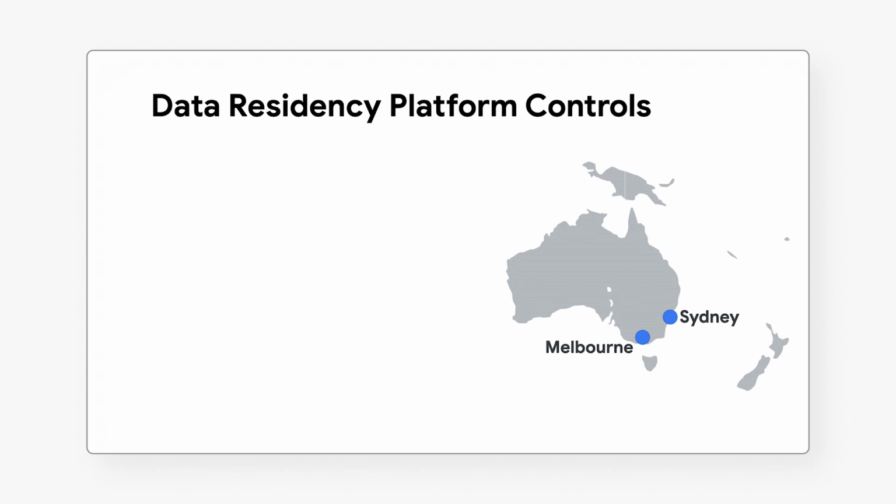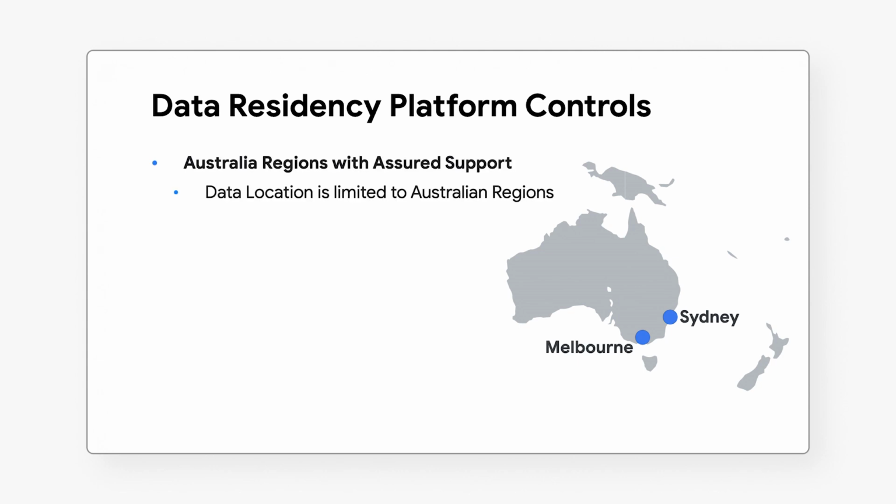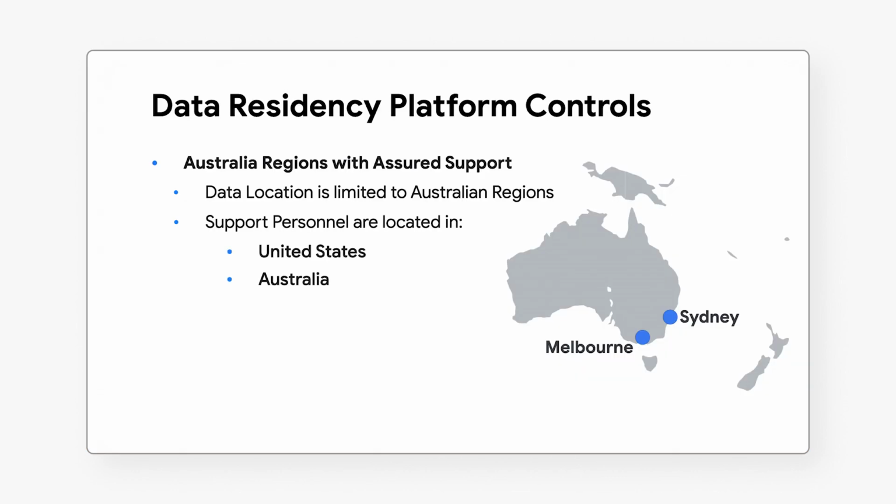Assured Workloads implements a Google Cloud Platform organization policy that restricts customer data to being stored in a specific region. Customers can choose from the current cloud regions in Australia, Melbourne and Sydney. This is coupled with our new Assured Support service, which means that customer support will be provided from only 5 countries: United States, Australia, Canada, New Zealand, and the United Kingdom.